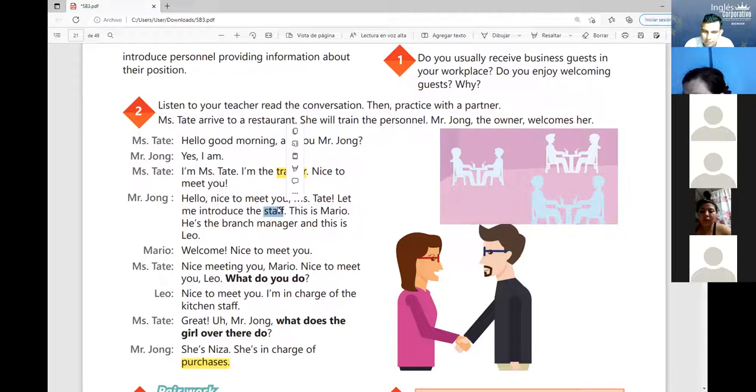Branch manager. Branch literalmente es rama. Pero acá está compuesto. Branch manager. Un ejemplo de esto puede ser como el gerente, pero de una sucursal. Branch manager. Gerente, pero de una sucursal. Y también creo que existe el gerente general. Pero en este caso, branch manager, un gerente, pero de una sucursal de alguna empresa.